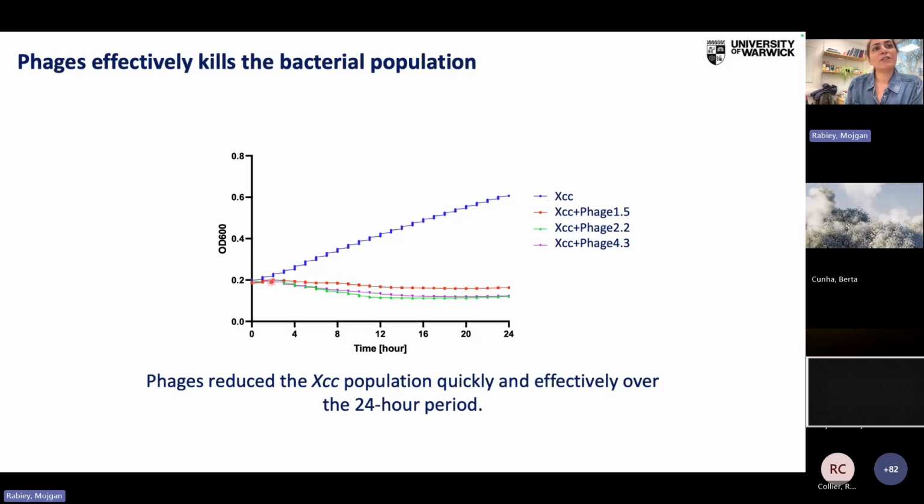However, when we add phages to XCC, they reduce the bacterial population immediately and significantly, and they keep the population down during this 40-hour period. So we know that these phages are very effective in killing and reducing the bacterial population.